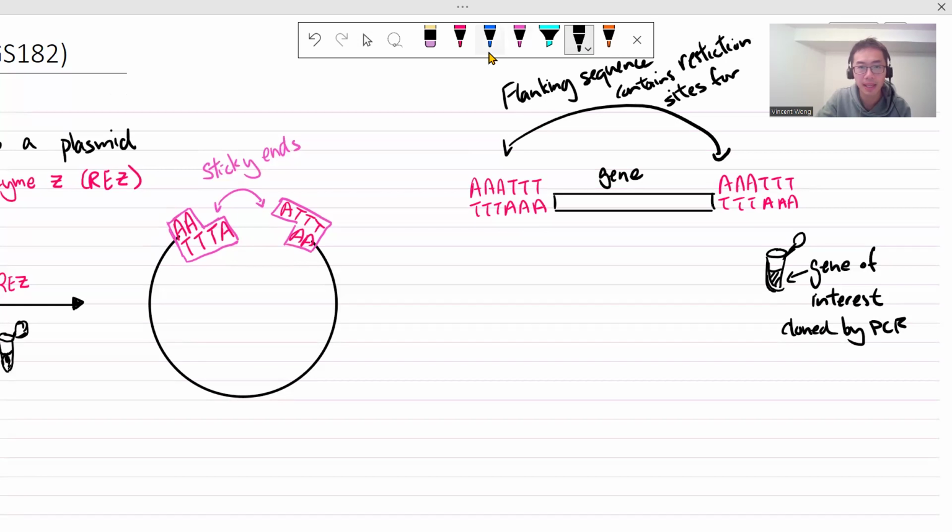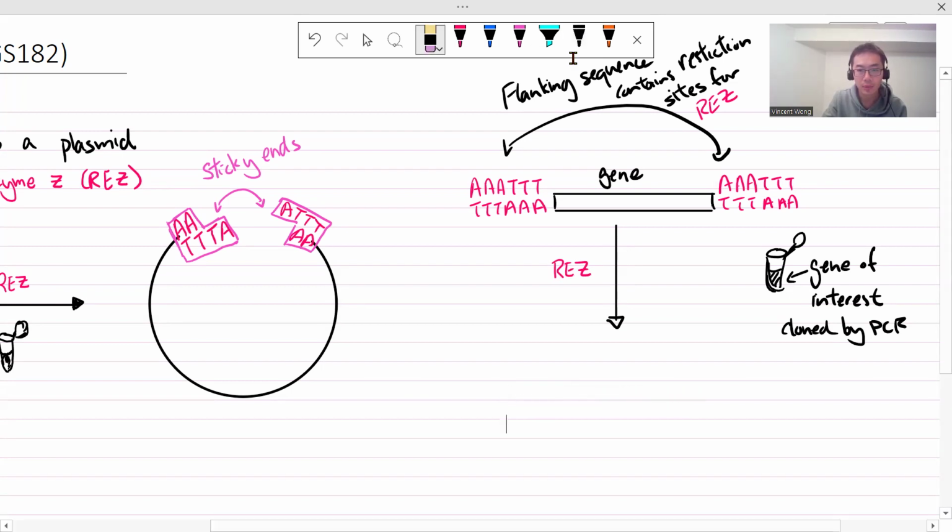4 has to be the same enzyme. Right? The enzyme is restriction enzyme Z. And you will see why this is important in a bit. So what we're gonna do is, remember they're all in the tube, and you can add the restriction enzyme Z.